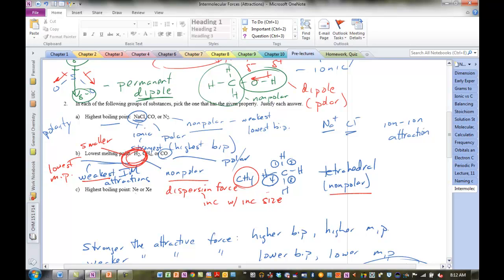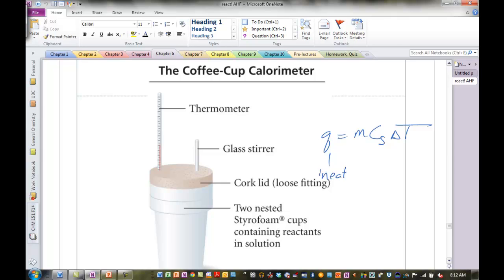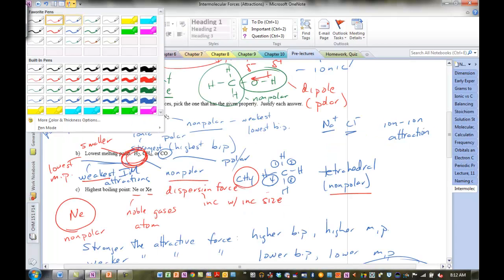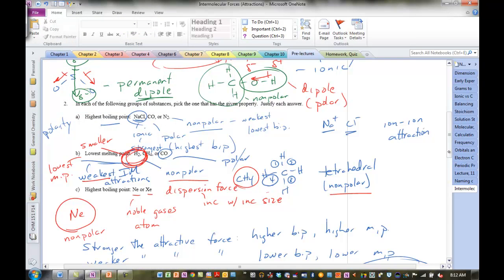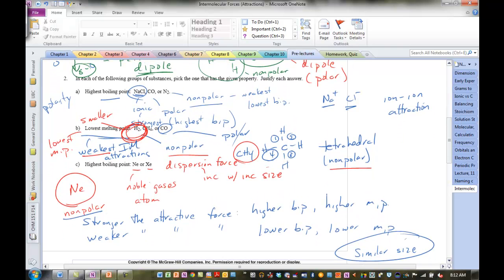Okay, last one on here, and then we are done. Neon and xenon. These are both noble gases. Okay, they are just atoms. So we assume for an atom that its electron distribution is spherical. If it's just an atom by itself, it's got to be nonpolar. So both neon and xenon are nonpolar. What type of attractive force will they have? Dispersion force, London dispersion force. All right, so these are both nonpolar, easy to compare.